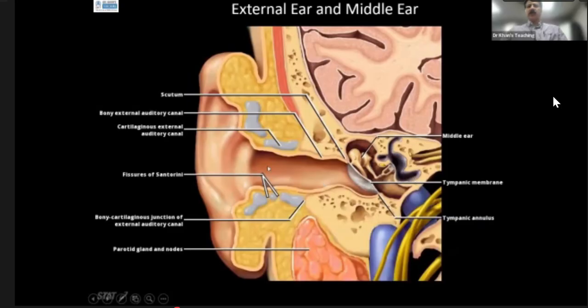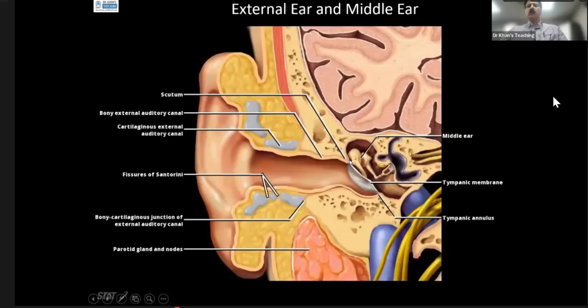Now, if you see here, this is the external auditory canal. It has got a cartilaginous component and a tympanic, a bony component. This is the tympanic membrane. Superiorly, the tympanic membrane is attached to this part, which is known as the scutum, and inferiorly to the tympanic annulus. This scutum is an exam thing.